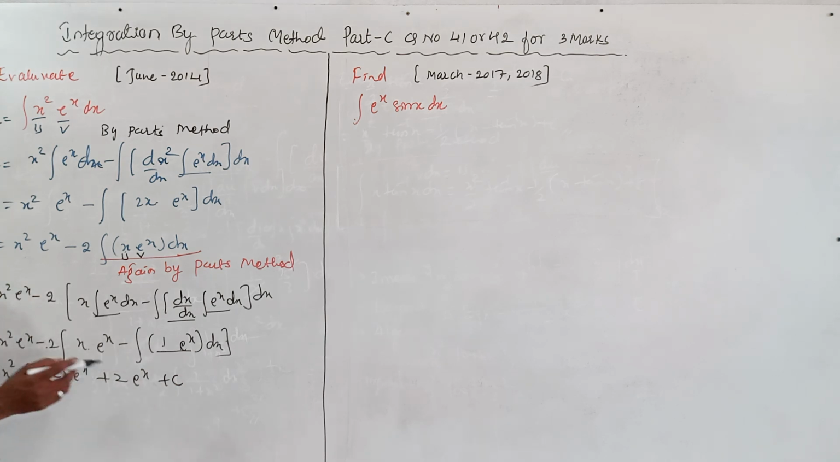So what is common in all the integral? E raised to x is common: x square minus 2x plus 2, plus c. E raised to x is what? Common. Yes, clear? Now next question.